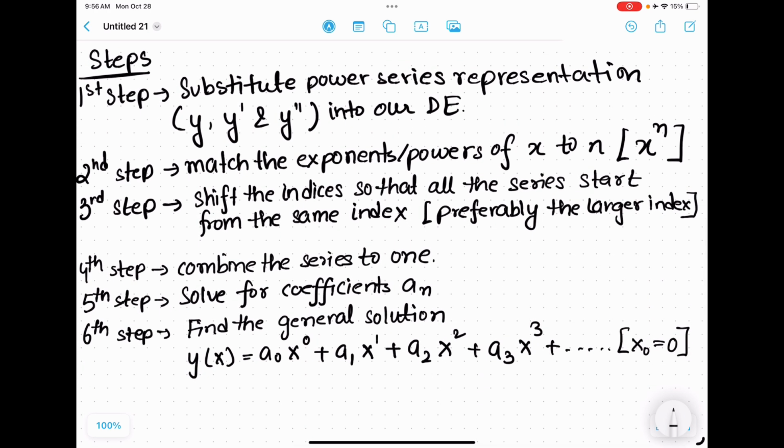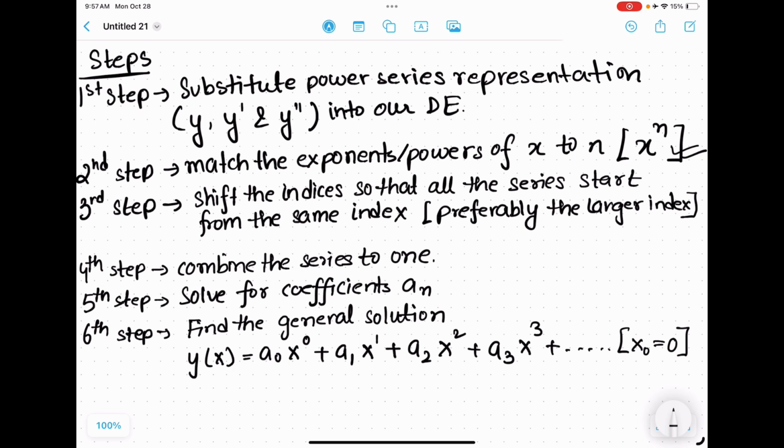So our first step was that we substitute our power series representation, that is our y prime and our y double prime, into our differential equation. And then we have our second step, which was we need to match our powers of x to an n such that it looks like this, x to the power n. And then we'll try to shift our indices, right? Like the starting index of all the series so that they start from the same index.